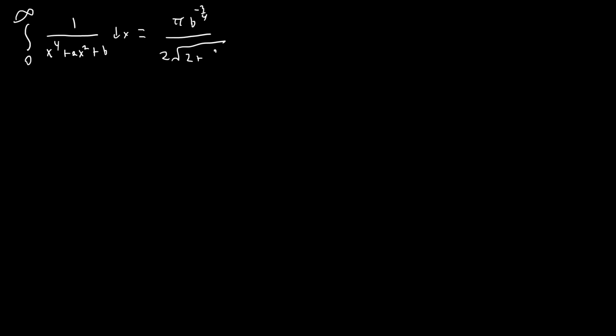So first, let's talk about some identities that we're going to be using. First off, in my last video on Glasser's master theorem, I proved the following identity, that the integral from 0 to infinity of 1 over x to the fourth plus ax squared plus b dx is equal to pi times b to the negative 3 over 4 over 2 square root 2 plus a over square root b. So we're going to be using this.